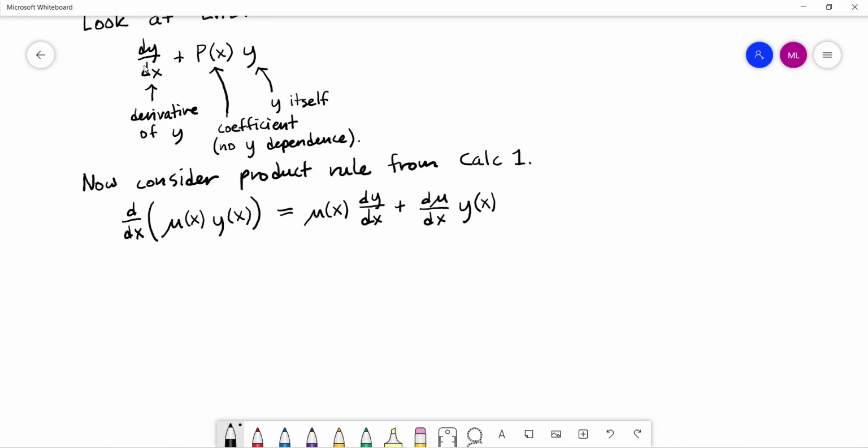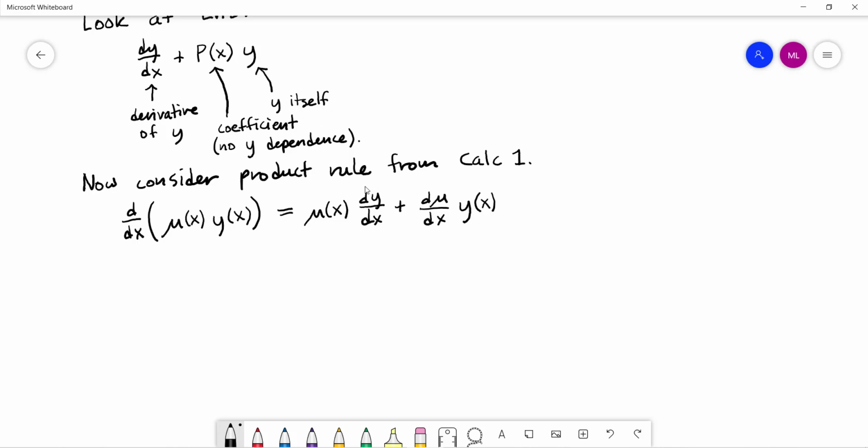Notice the first term over here involves dy dx. Same thing over here. The first term here involves dy dx. It has this other piece, but it has a dy dx. The second term has some function and then a y. Over here we have some function, because I haven't specified what mu is, times y. So this is the inspiration. I've got something that looks awfully similar to what we've got sitting right here.